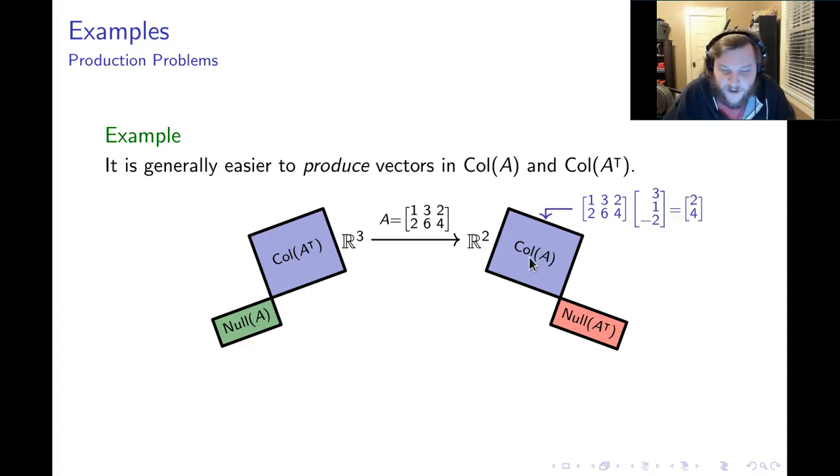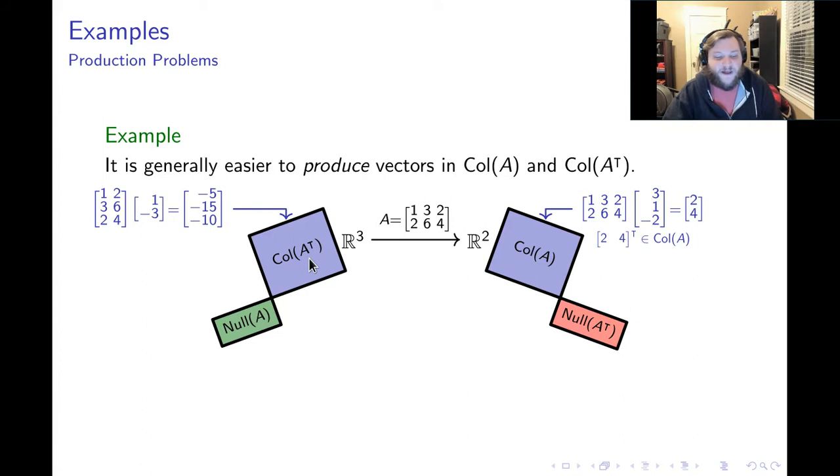So here I'm looking at the column space of my matrix, and I want to give an example of something in the column space. To produce something in the column space, we can just take any linear combination of the columns, and any linear combination will be in the column space. Here I'm taking my matrix and multiplying by the vector 3, 1, negative 2, and when I do this multiplication, I produce the vector 2, 4. This tells me that the vector 2, 4 is in the column space of my matrix. So every time I take my matrix and multiply by a vector, I always produce something in the column space.